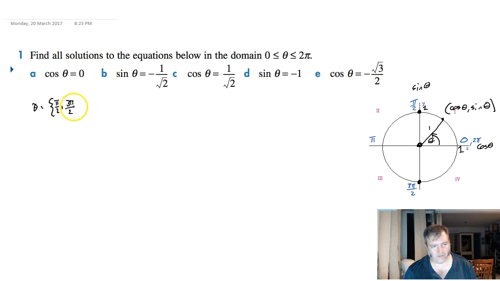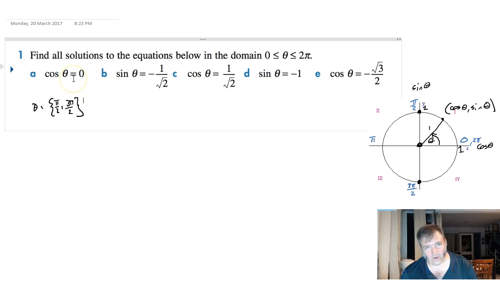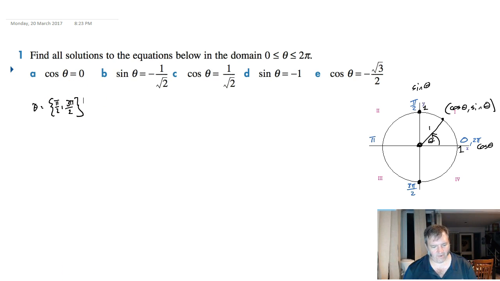Now that one's pretty straightforward. When you do it on your calculator in radians mode, if you go arc cos of 0, it's probably going to give you an ugly decimal, which isn't going to help you too much. So you're better off trying to remember them from your unit circle. The other thing we're going to need is going to come up in the next one.